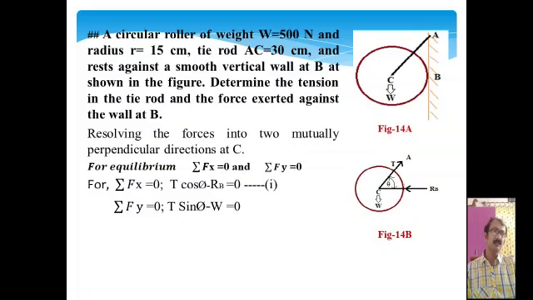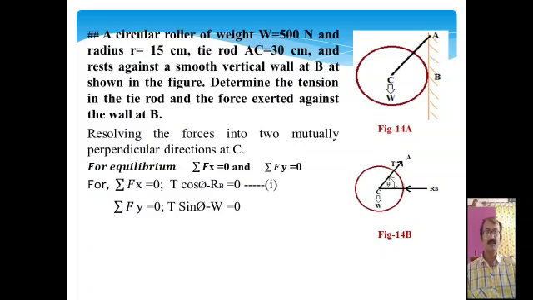Now in figure 14.a, it is clear that the circular roller is hanging, its weight is W, B is the contact point, and AC is the tie rod. If you draw the free body diagram of that, it is shown in figure 14b. The direction of the tie rod is outwards, with the symbol T, and CA is the direction of the tension. From point C there is a weight W, and RB is the reaction force, which is horizontal.